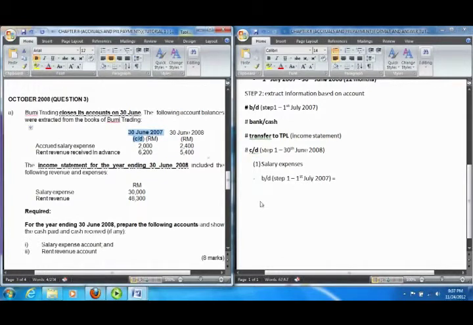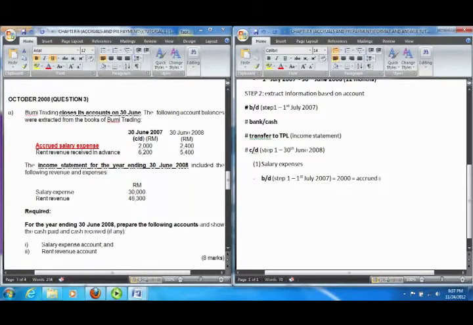So 30th June 2007 is your carried down. Alright, when 1st July 2007 is your brought down, BD, so you can take the amount 2000. That is your BD. But class, first you need to know, is it accrued or prepaid? Based on the question, your carried down is accrued salary expenses, correct? So when accrued salary expenses, you must note it.